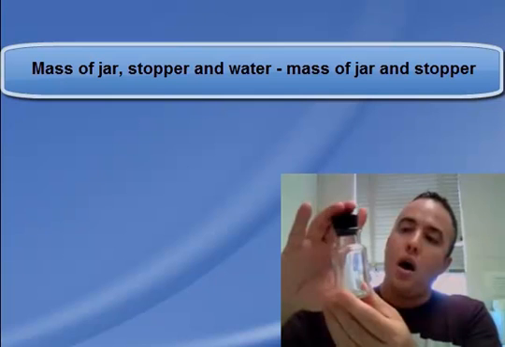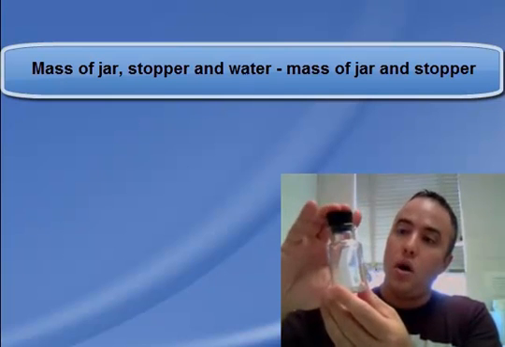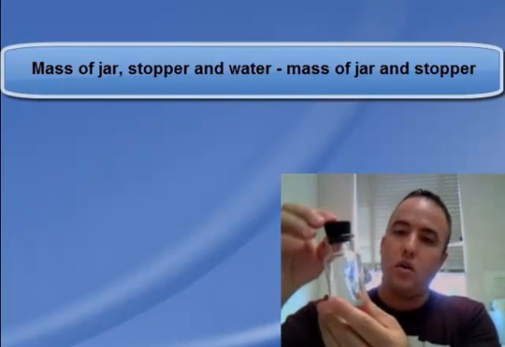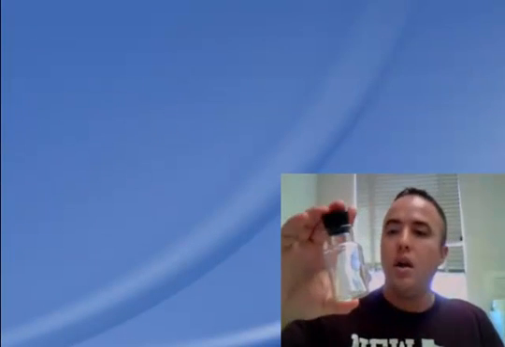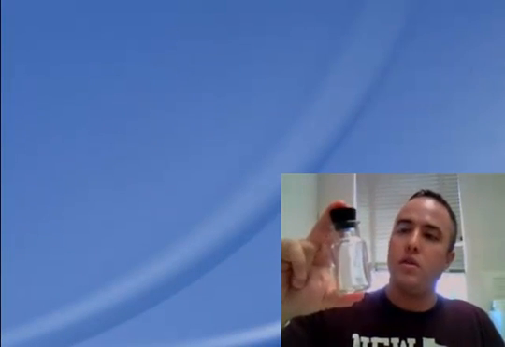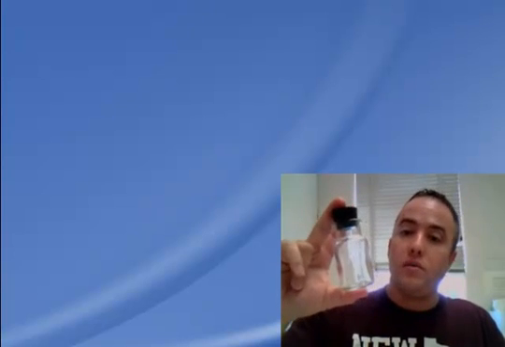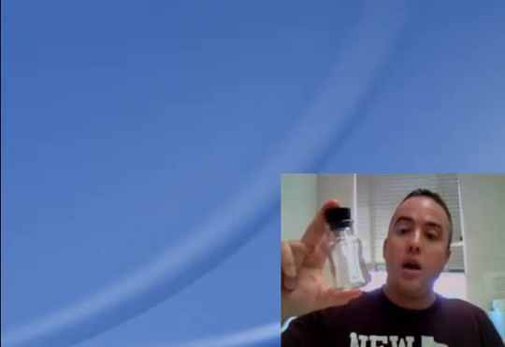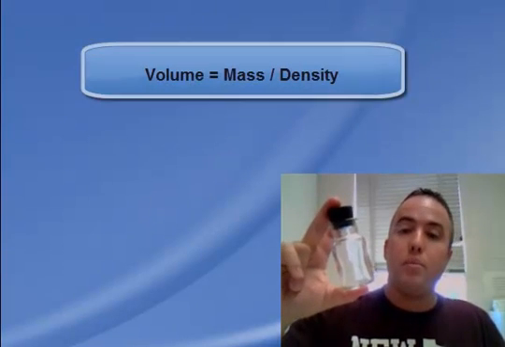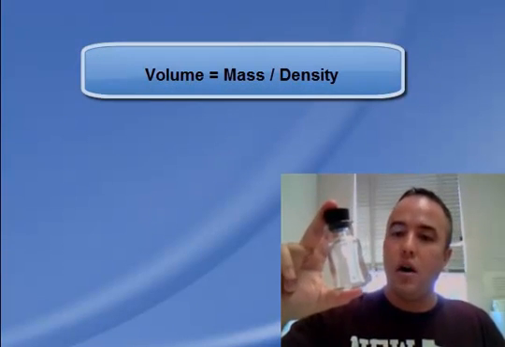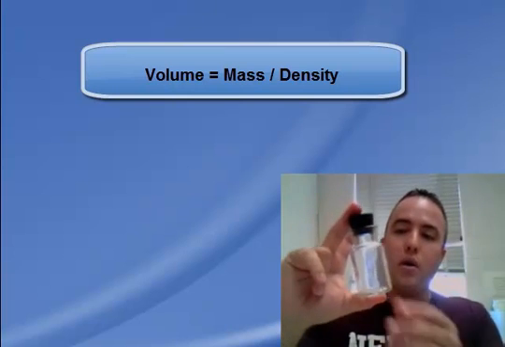We want to dry the outside of it, and then we want to mass it again. Now that you have the mass of the jar and the stopper and the jar of water, we can subtract the jar and the stopper, and voila, we have the mass of the water. Since we know the density of water is 0.9970 grams per cubic centimeter, and we know the mass of the water, we have the two components we need to get the volume. And that's just the first part.